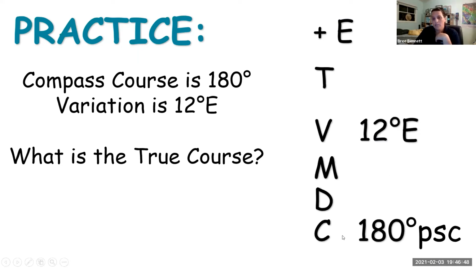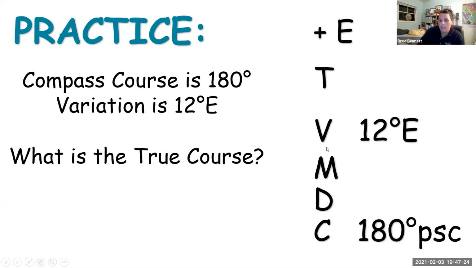So the most common way to do this is to work at TMVC, but kind of work it backwards or up, if you will, is kind of the common way to phrase it. So I'm going to put my 180 PSC in for C. And now I'm working this formula to go from C to T. So in this case, I'm going to be adding east, going from C to T. I wish I had an arrow on here.